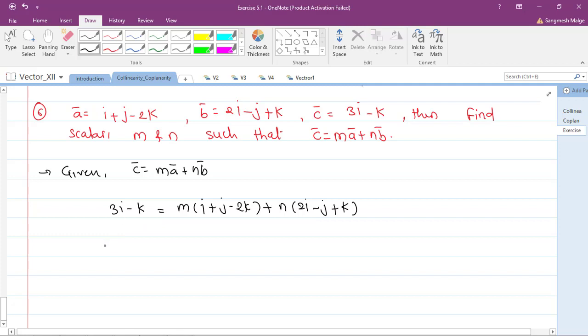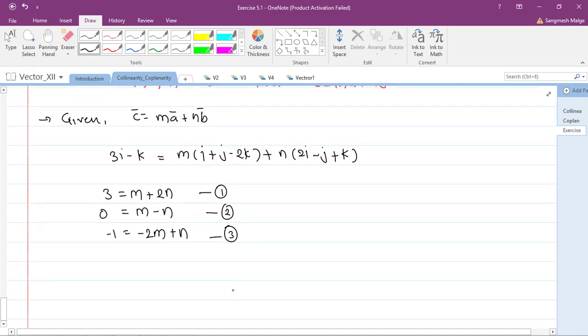So the coefficient of i: it is 3 equals, on the right, m plus 2n. For j, it is 0 here, and on the right it is m minus n. And the coefficient of k: it is minus 1 equals minus 2m plus n. Okay, so these are the three equations you have, 1, 2 and 3.